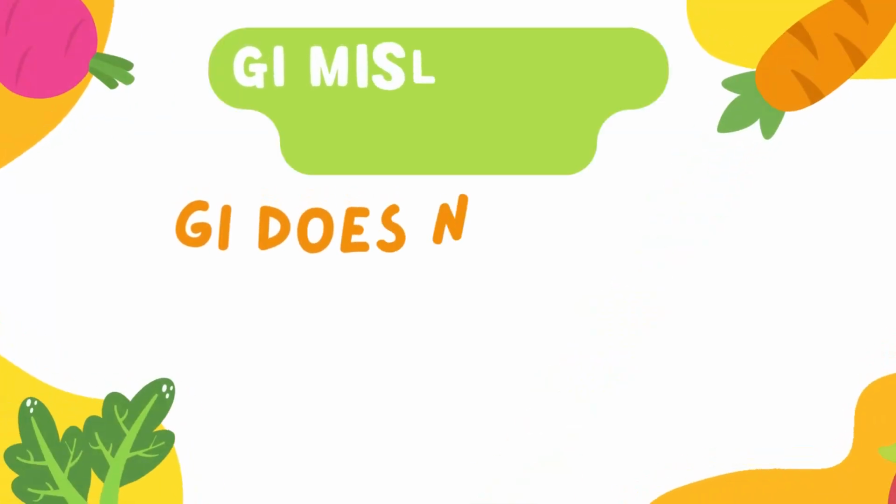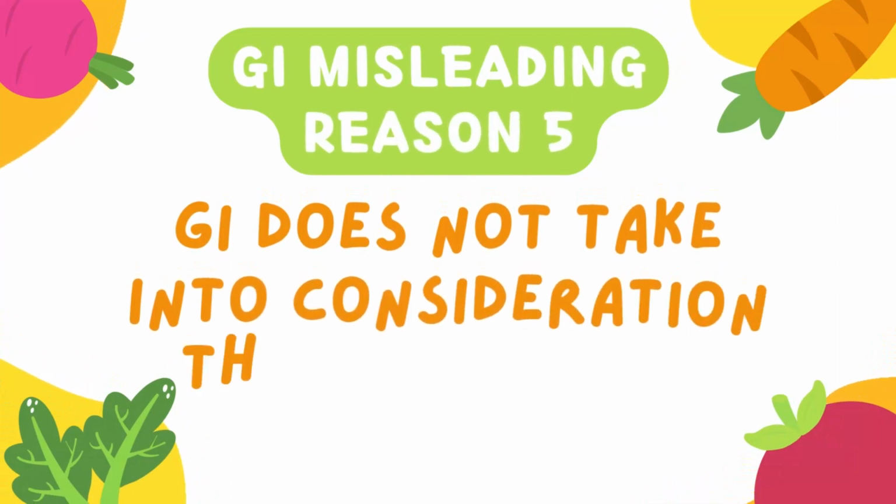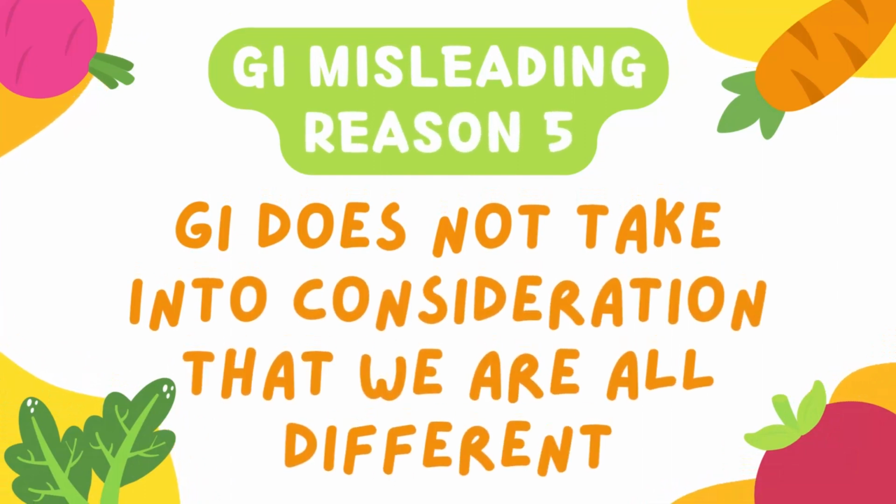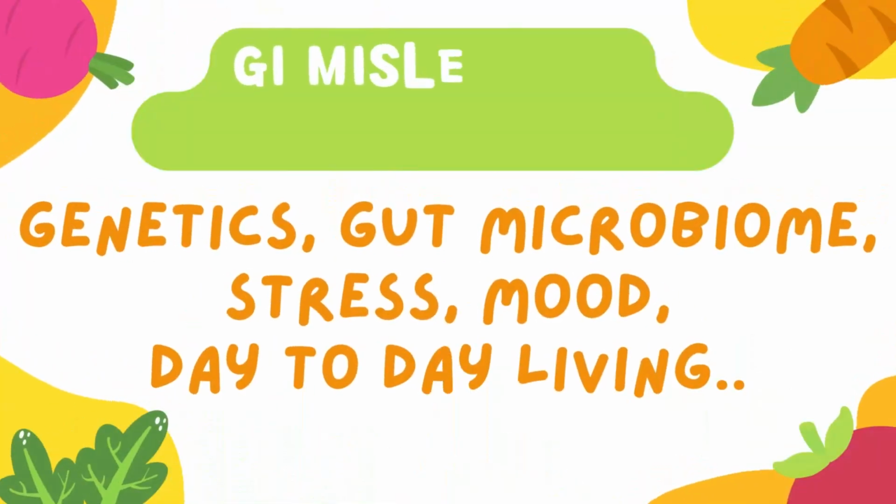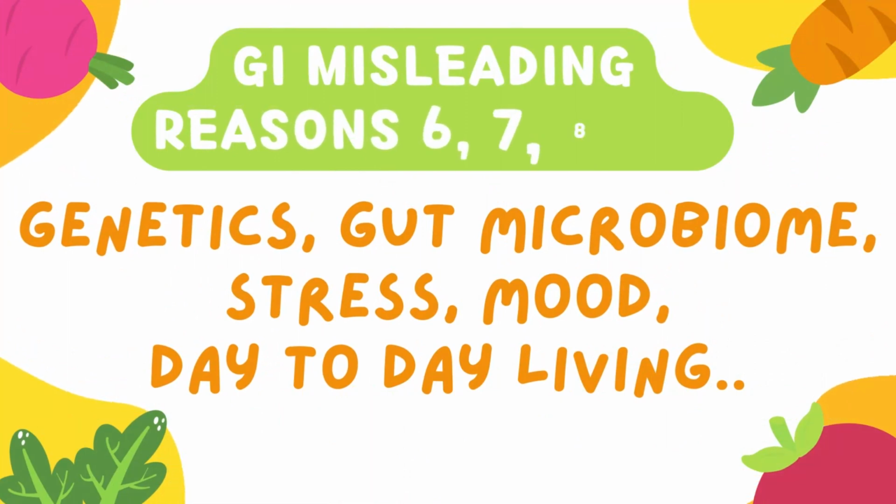And finally, we're all different. Each of us might have a different relationship with the way how fast our body absorbs glucose. Genetics will have an influence, gut microbiome, and also day-to-day life, stress, mood. All these things need to be taken into consideration. So these are all the reasons why we can really see that GI is absolutely not an index to base a diet on.